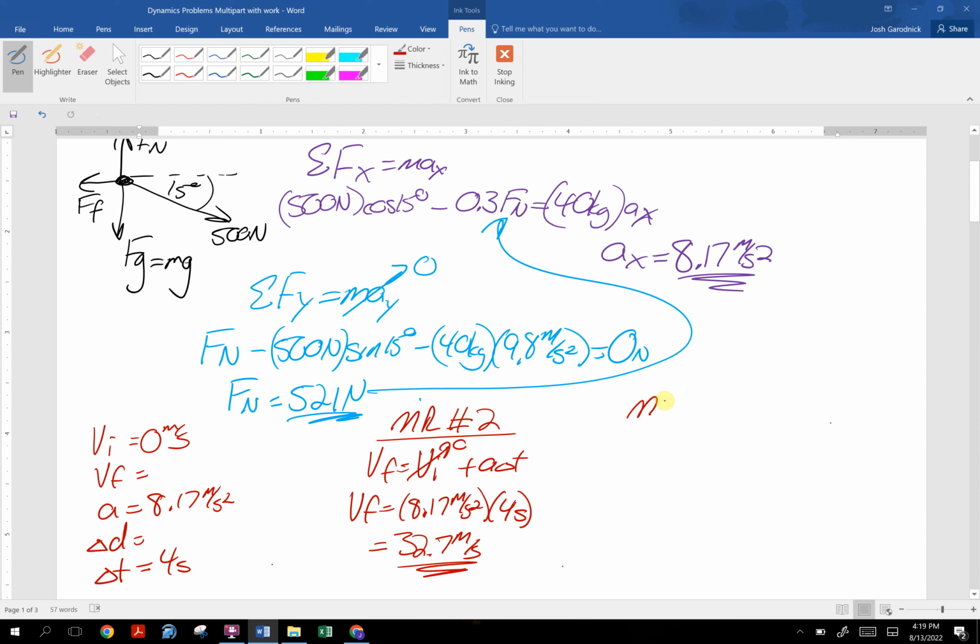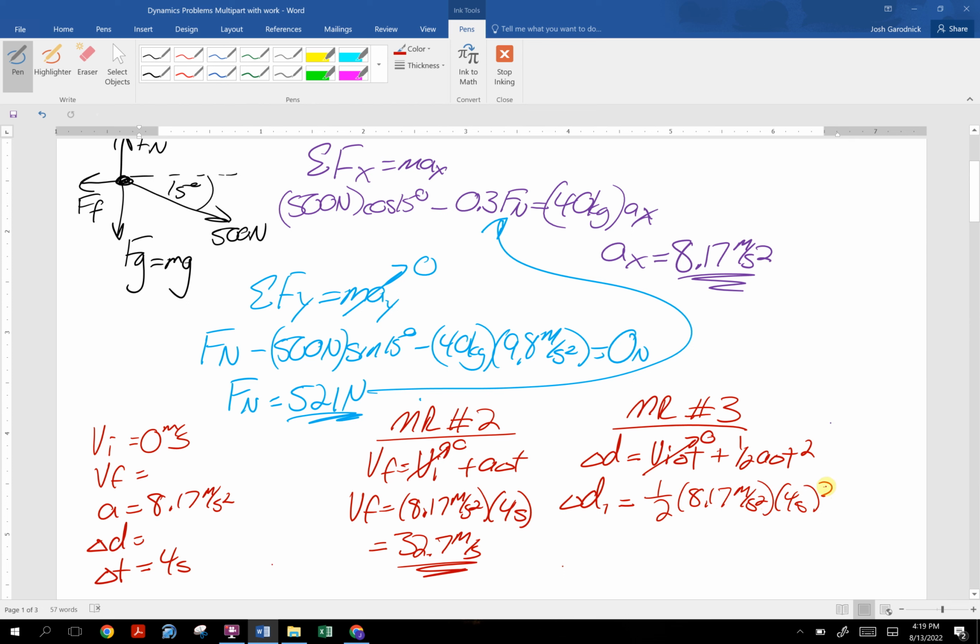Anyway, I also need to get the distance traveled because this problem's asking for total distance. So I'm going to choose math step 3. You could use number 4 if you'd like, but I like this one because it says delta D equals, and the initial velocity is 0, which makes life easier. So 1/2 acceleration times time squared. And we get the distance for part 1 is equal to 1/2 acceleration, which is 8.17 meters per second squared, times 4 seconds squared, giving us a distance for part 1 of 65.4 meters.